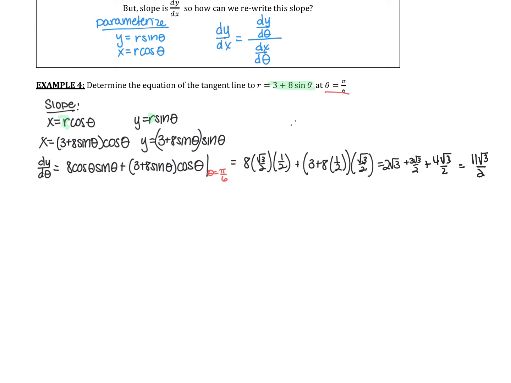Now I need to repeat that process because I still haven't even found the slope yet. My job is to find the slope. So now let's do dx d theta. If I take the derivative of the first for dx, derivative of the first would be 8 cosine theta times the second minus the first times the derivative of the second, and the derivative of the second would be negative sine.